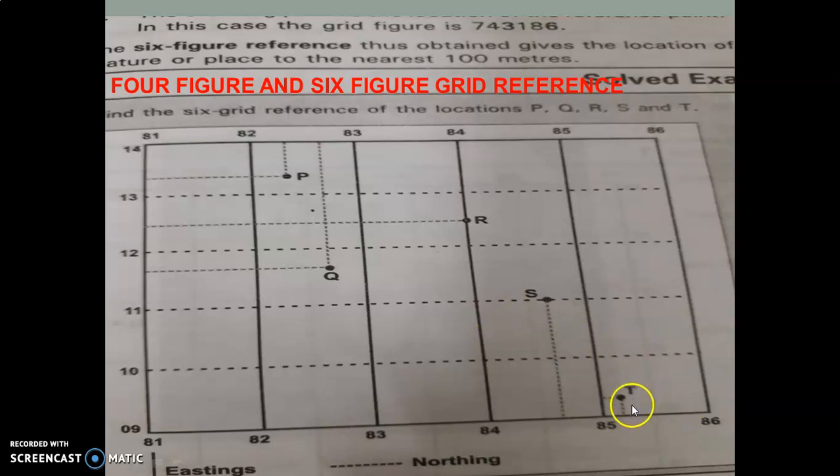And now the last is T. What is the 4-figure grid reference of this point? The west side easting line is indicated with 85 and the bottom northing line is 09. So 8509 is the 4-figure grid reference of T. To find out the 6-figure grid reference, first we divide the northing line into 10 equal parts. Suppose this T symbol lies on 3, and on the easting this symbol lies on 3. So the 6-figure grid reference is 853093.